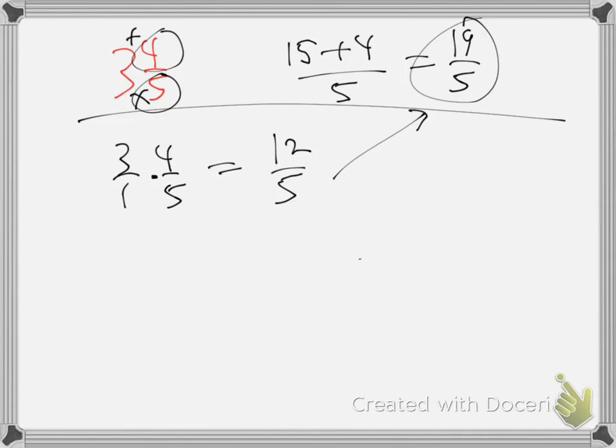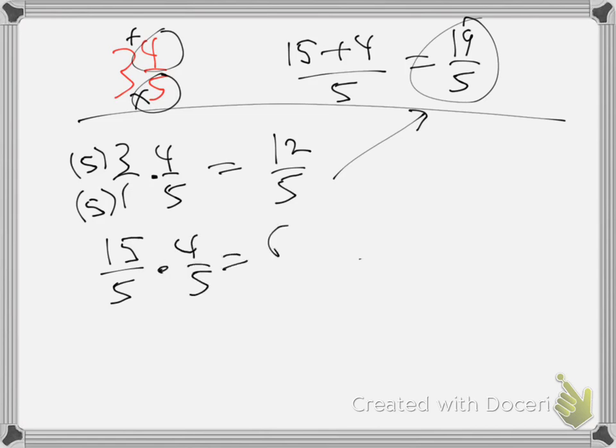Should I have gotten a common denominator? So if I multiplied top and bottom by 5, would that have helped? By 5 here, like that. So that'd be 15 over 5 times 4 over 5, that'd be 60 over 25. That reduces to be the same thing. What am I doing wrong?